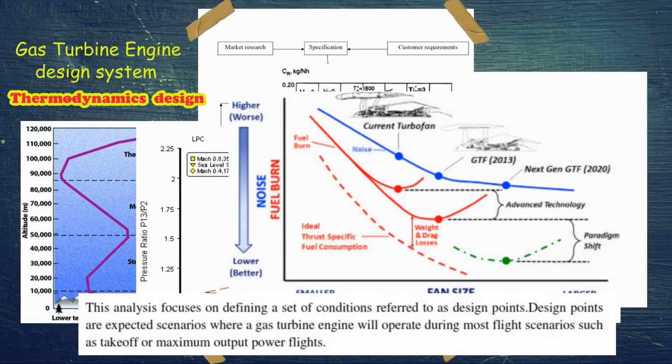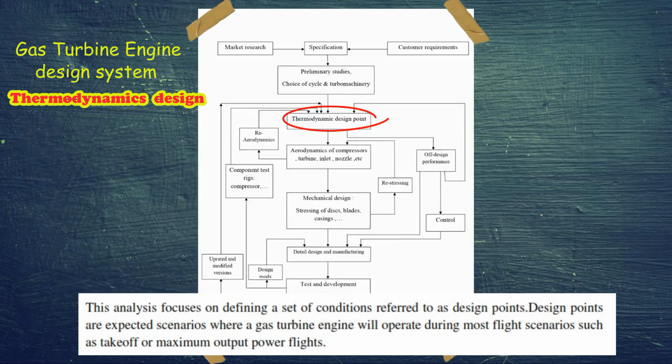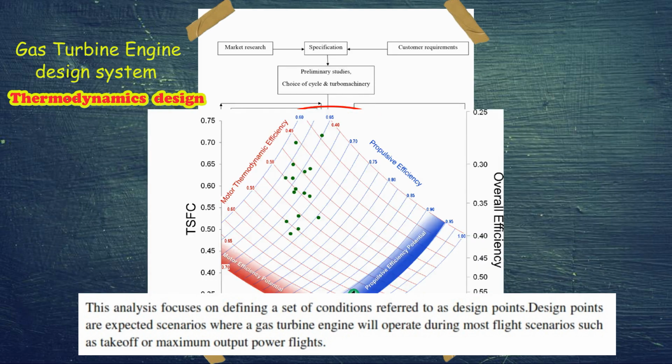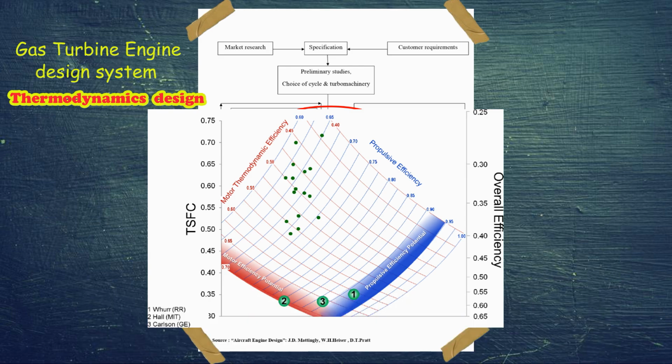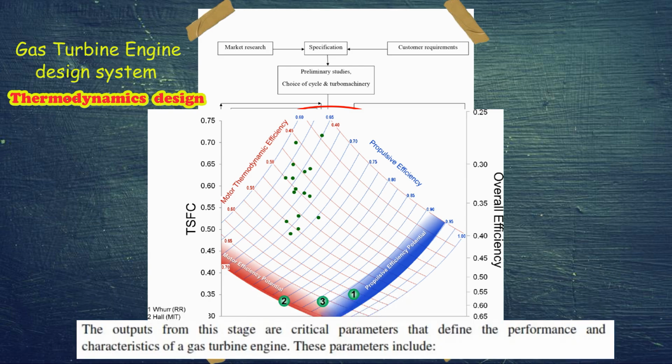This analysis focuses on defining a set of conditions referred to as design points. Design points are expected scenarios where a gas turbine engine will operate during most flight scenarios, such as takeoff or maximum output power flights. The outputs from this stage are critical parameters that define the performance and characteristics of a gas turbine engine.